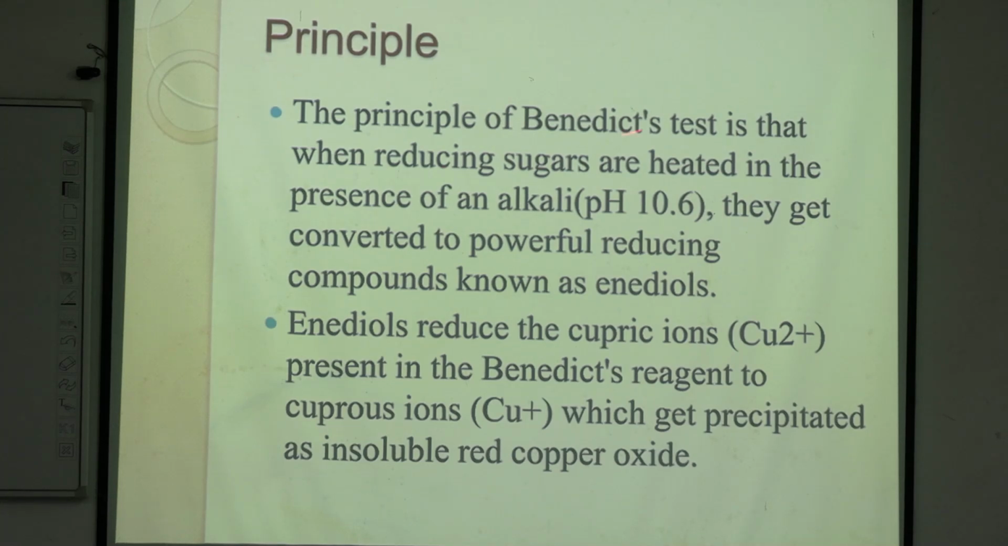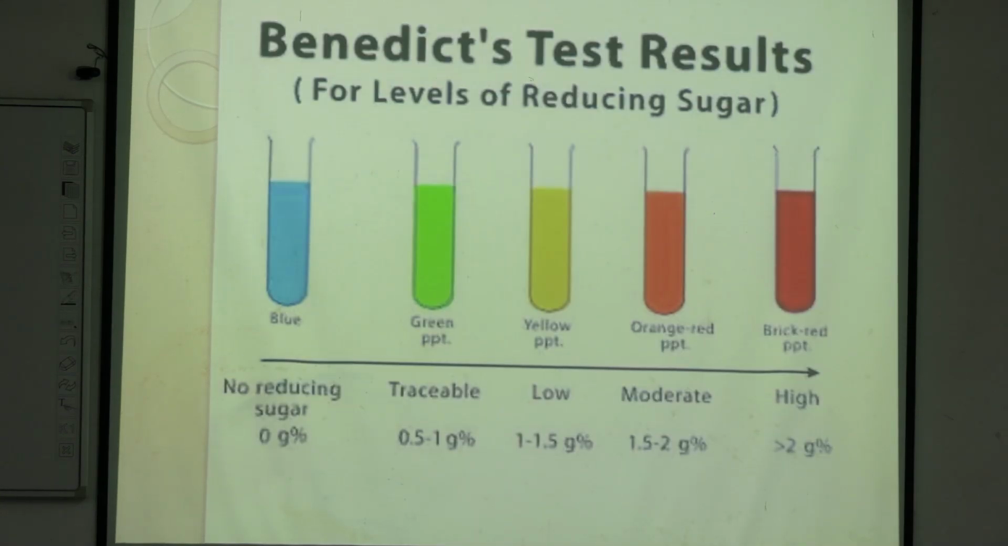So in presence of alkali, reducing sugars are converted to powerful reducing compounds known as enediols. They reduce the cupric ions to cuprous ions, and insoluble red copper oxide is produced. Clear? See, this is the color change. Here the Benedict's reagent containing copper sulfate will be blue in color, and on consecutive heating it will change to a brick red precipitate of cuprous oxide. Okay, right?